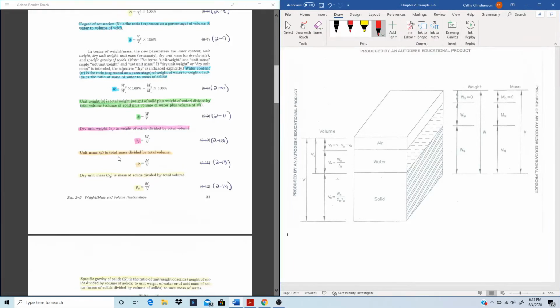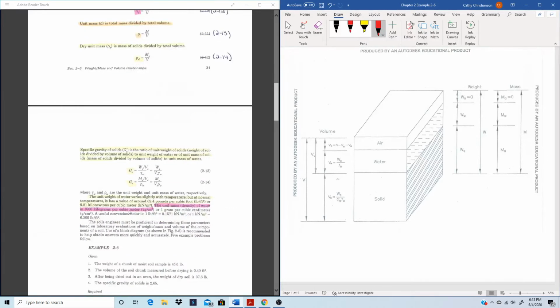So the next one would be unit mass, and that would be your mass divided by volume. We'll work with mass later on. Right now we're just going to be working with weight and volume. But they're identical, so normally I just put them all on one and then we could line through if we're working with weights, because weight is easier to do. You can weigh your soil in the lab and get a weight.